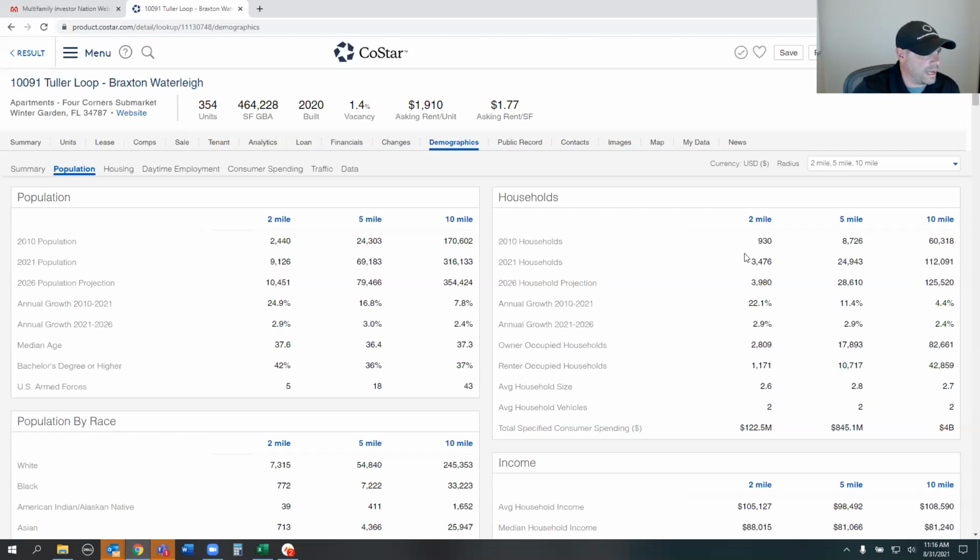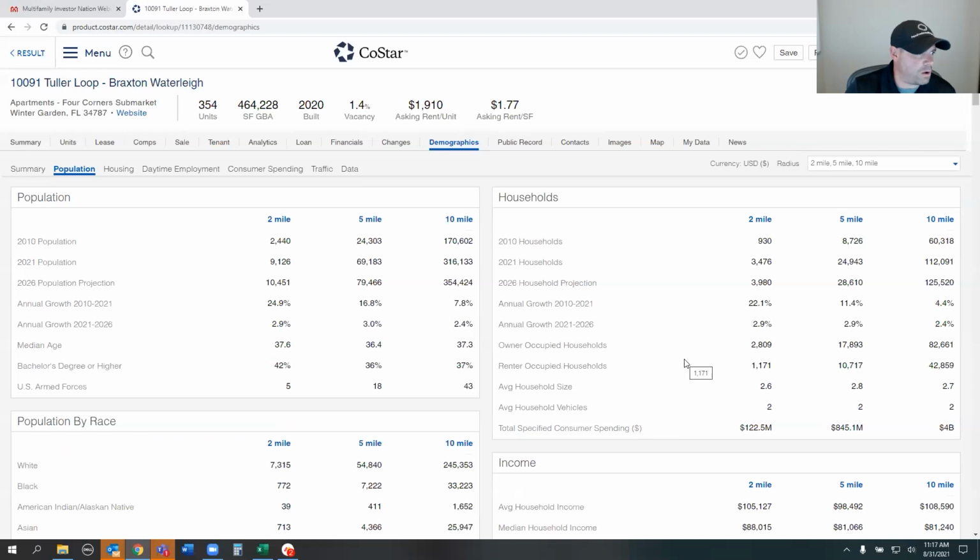You're also looking at how many households are in the area, household projections, annual growth, owner-occupied households. So how much are you competing with a single-family housing market within the submarket? How many people are you going to lose? What's your turnover going to be to single family? That's something that we are paying attention to.